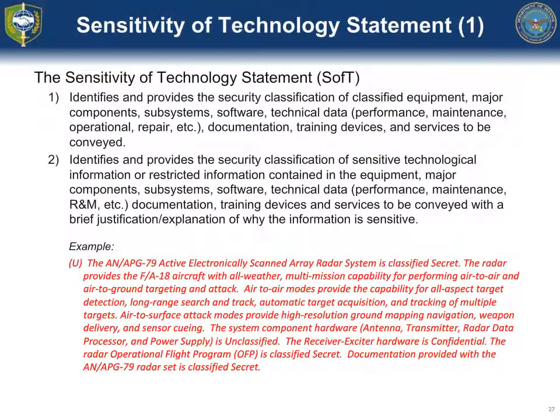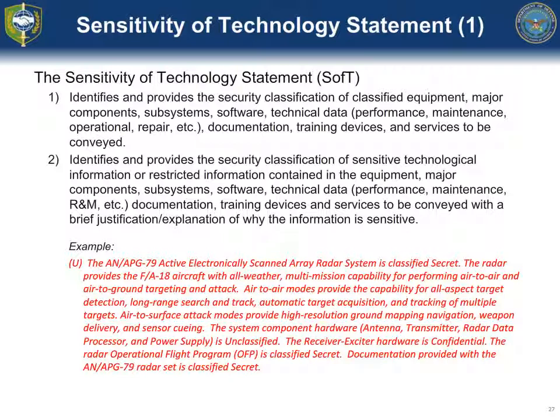So here's an example. The first paragraph, you have to identify two things. Identify and provide the security classification of any classified equipment or components or subsystems, and the security classification of sensitive information or restricted information contained in that equipment. Remember now that your sensitivity of technology is going to congressional staffers, so you need a basic description of what that sensitive piece of technology is and does for them to be able to understand it. And this is for the public too. So again, the explanation has to be basic but complete enough and understandable enough to be useful.